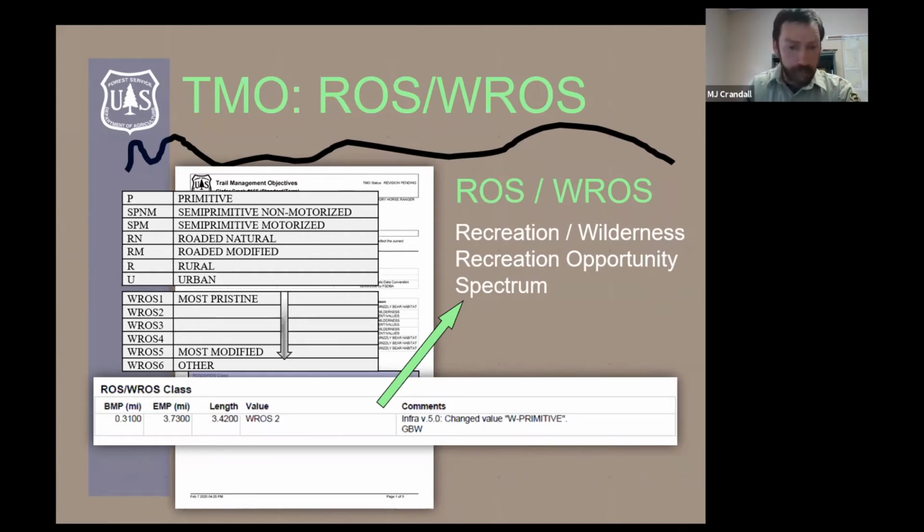So real briefly, wilderness recreation opportunity spectrum. Those are categories within that primitive piece at the top of the table. There's a scale within designated wilderness areas as well, that you might want to be aware of if you're operating in wilderness.